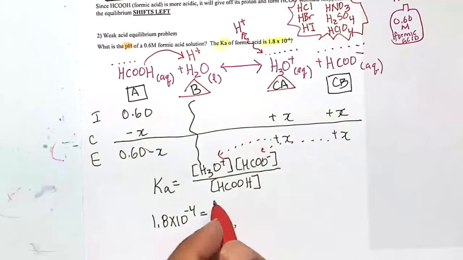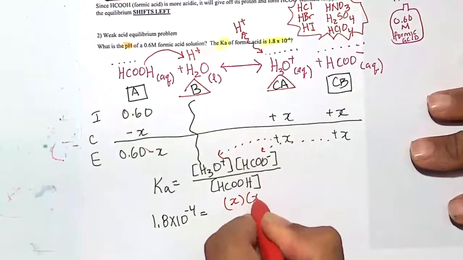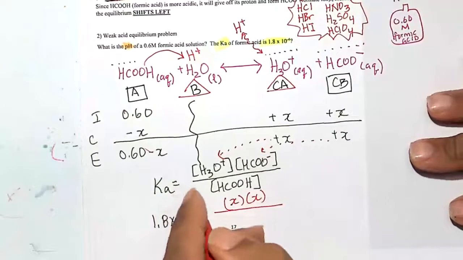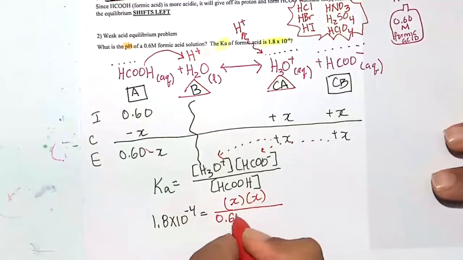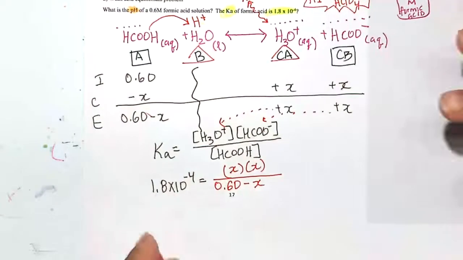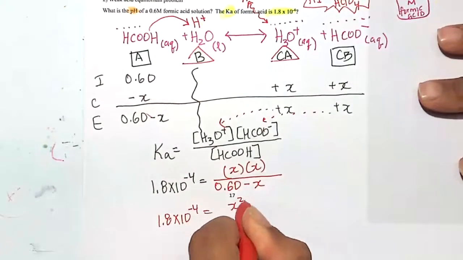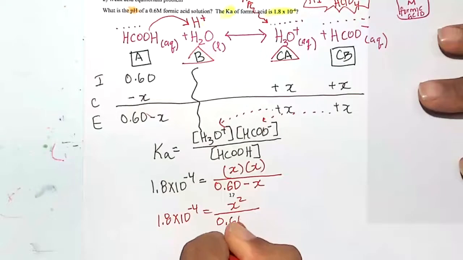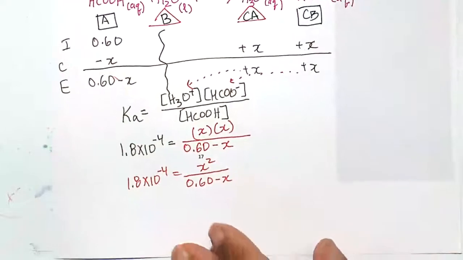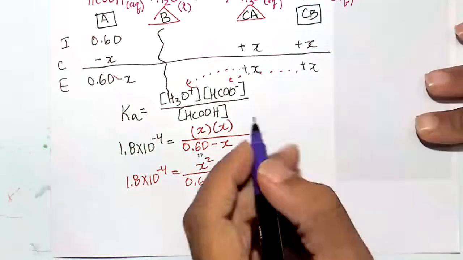So that's at equilibrium. Our goal is to solve for X. So X times X is X squared. Excuse me, this is 0.60 minus X. Alright, so 1.8 times 10 to the minus 4 is equal to X squared divided by 0.60 minus X. So here's what I want you to do. I want you to do something called the low ionization assumption. Do you remember this? Okay, we're going to assume X is small.